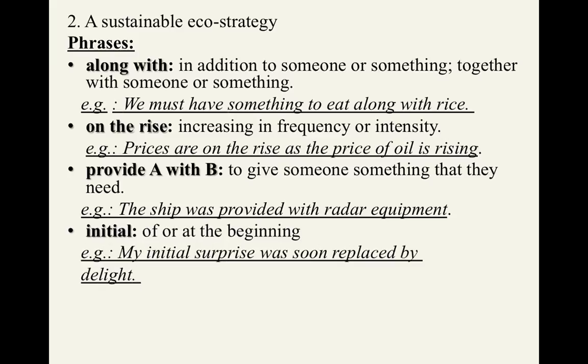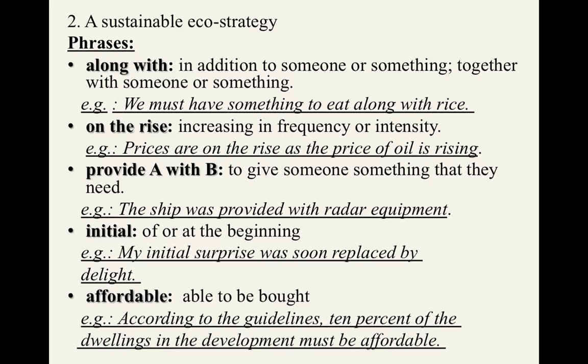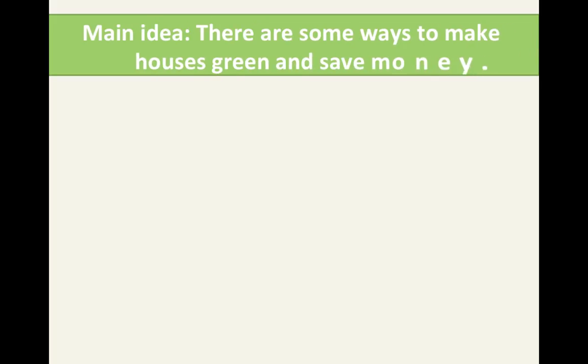Okay, and then initial is an adjective. Initially is an adverb. Okay, initial means at the beginning. All right, and then affordable means able to be bought. Right, afford is a verb. Affordable is an adjective. All right, then let's come to the last paragraph. There are some ways to make houses green and save money. That means if you are not living in the greenhouse, but you can do something to save energy and to go green.